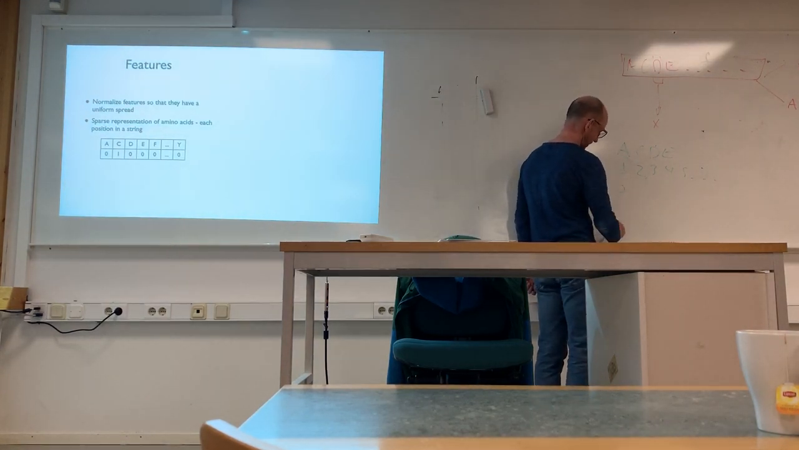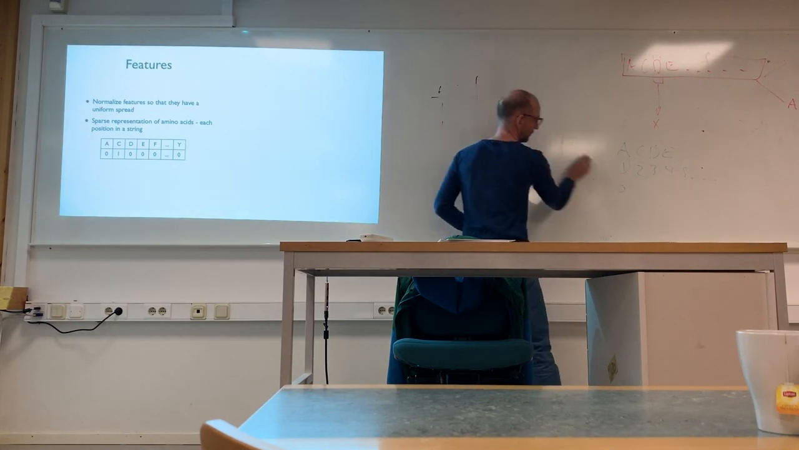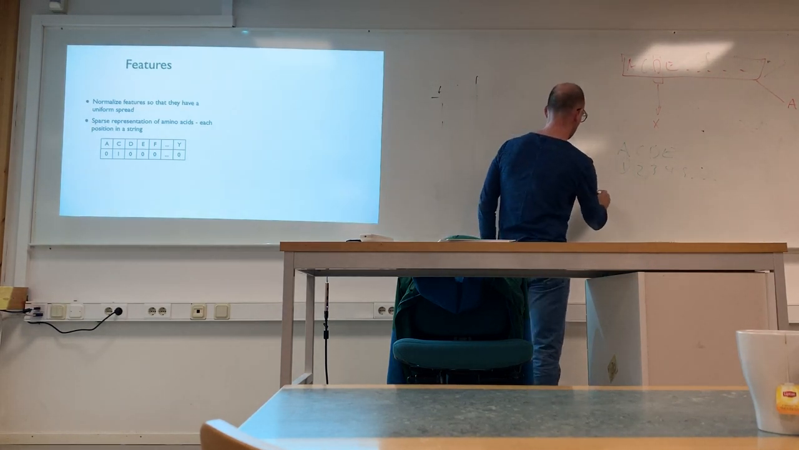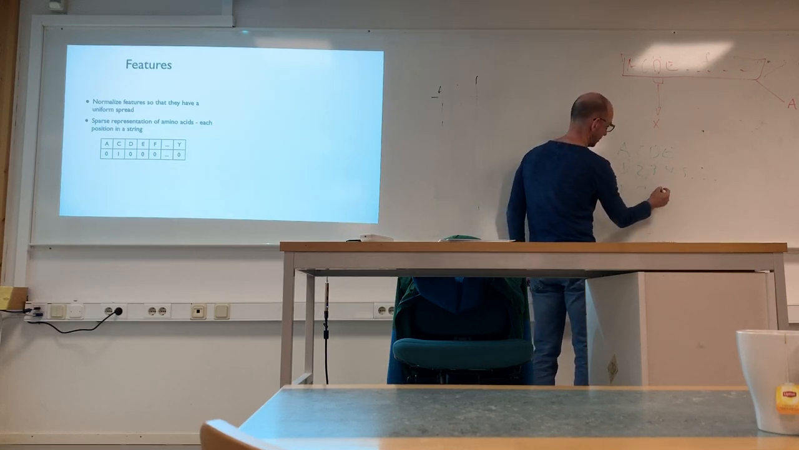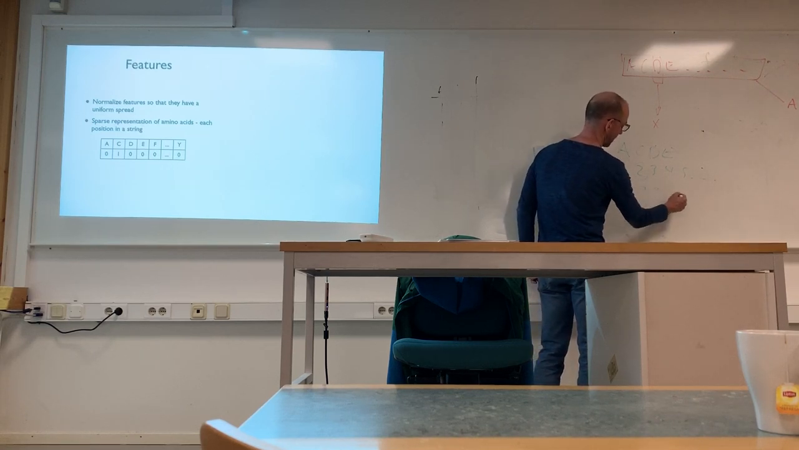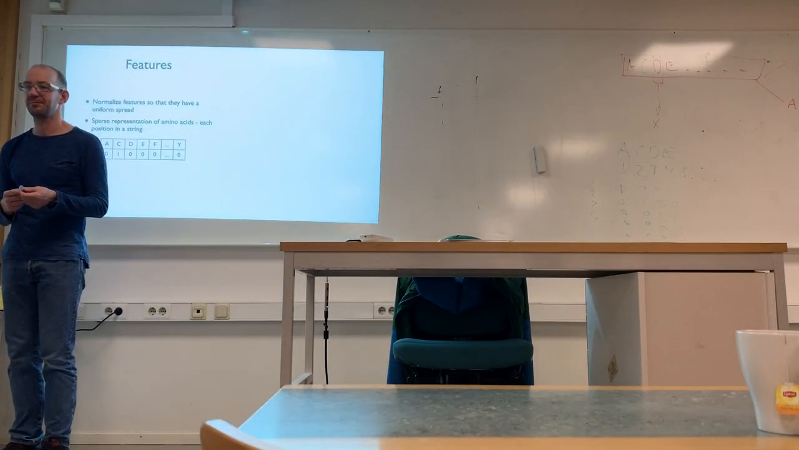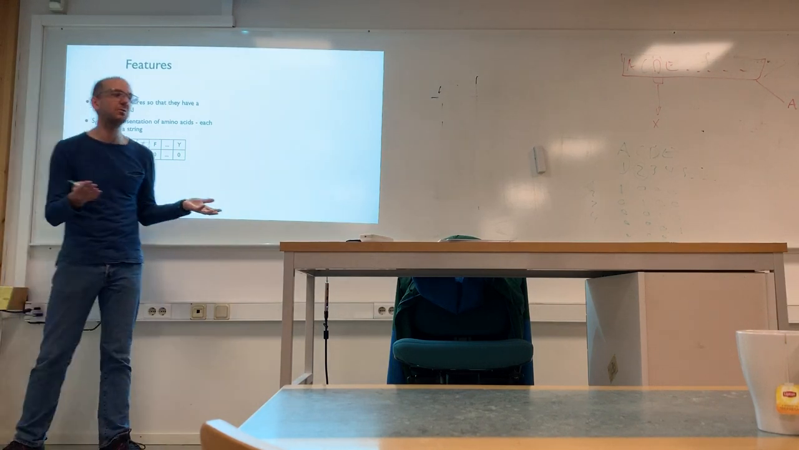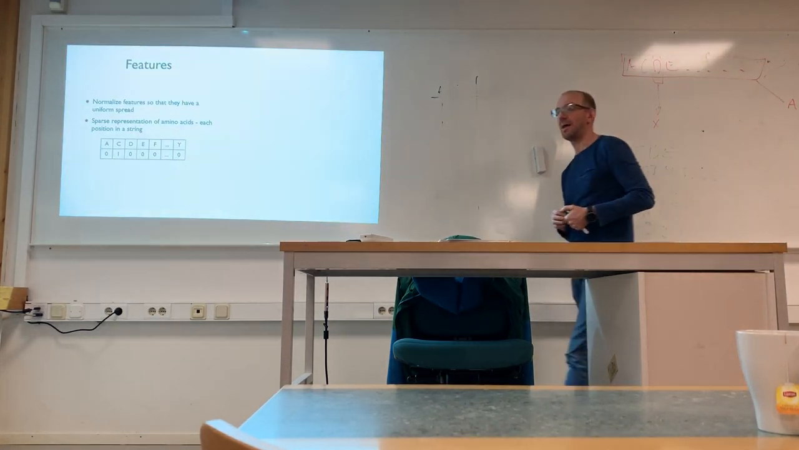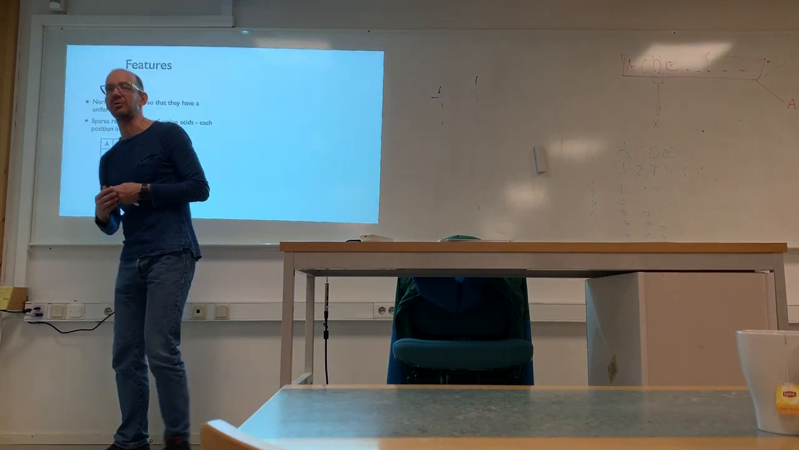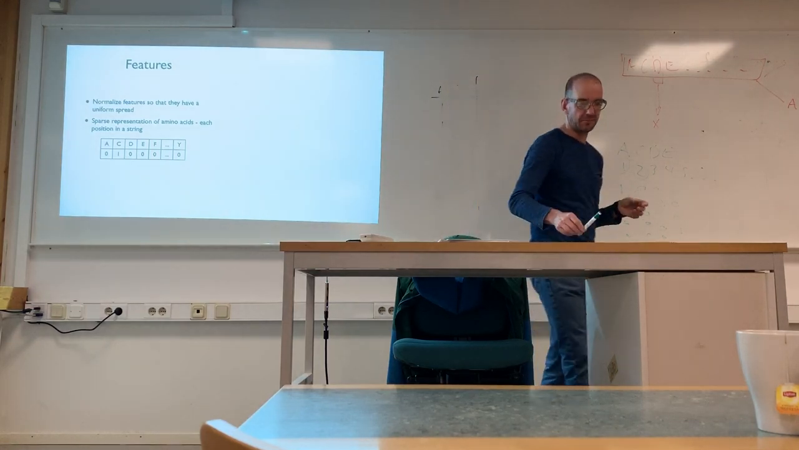So I have a 20-position vector. I have position 1, 2, 3, 4, and for alanine I have a 1 and then 0, 0, 0, 0. For cysteine I have a 0 and then a 1, and for aspartate I have this, etc. So basically I have a 1 and 19 zeros. If I have an input of 10 residues, I will have 200 numbers. 180 of these will be zeros and 20 will be 1s. That's what's called sparse encoding. So that's one way to do it.